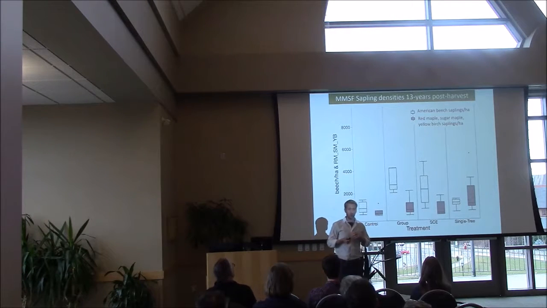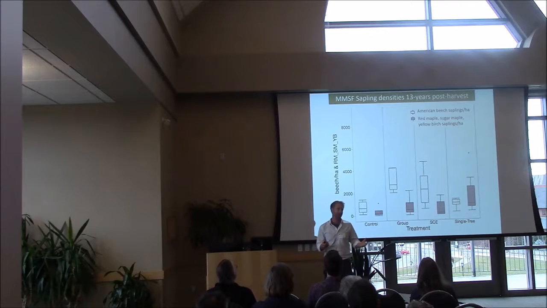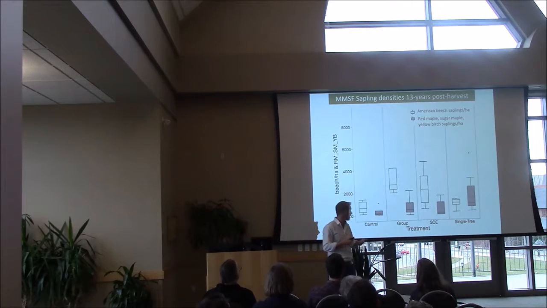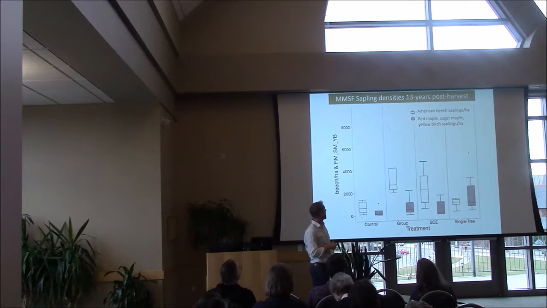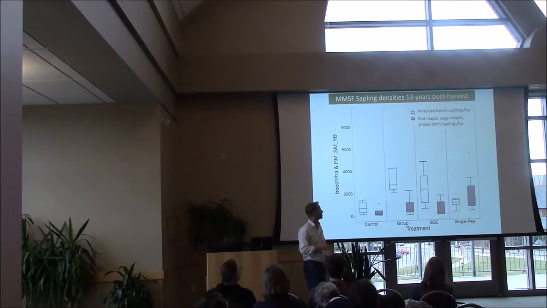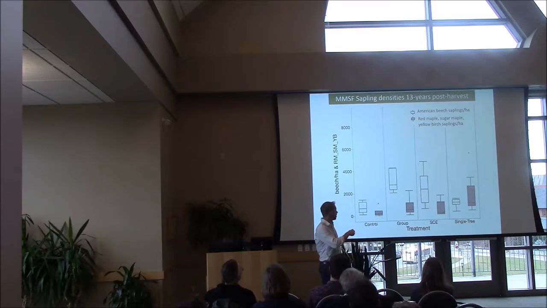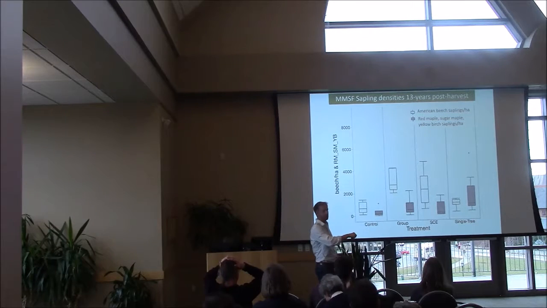The question, of course, is what is that class of saplings, and how much of it is these desirable species that we would prefer both ecologically and economically? So here we've broken that out into American beech, and then three indicators of those other species that we're really targeting. A couple things to look at here. One is that there's just a tremendous range of variation across all the treatments, regardless of whether we're talking about beech or these other species.